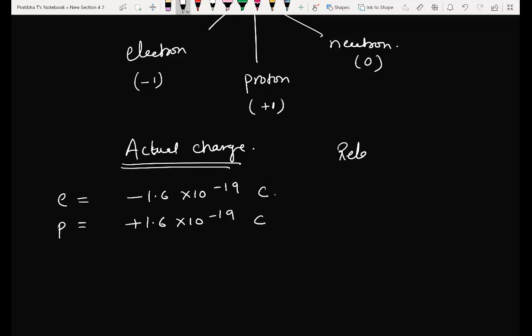Here I'm writing the relative charge. Relative charge is in respect of one. So it was considered that one electron has a negative one charge and one proton has a positive one charge. Same way for the mass also.